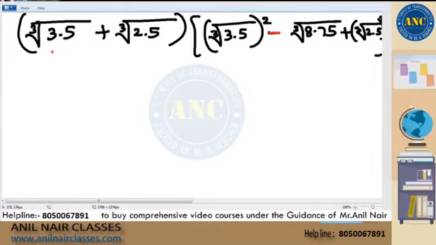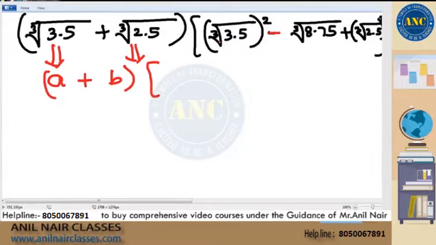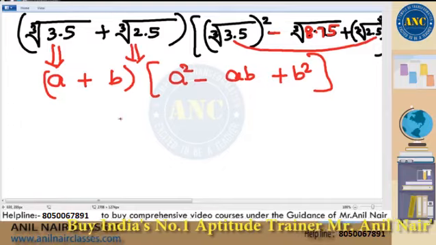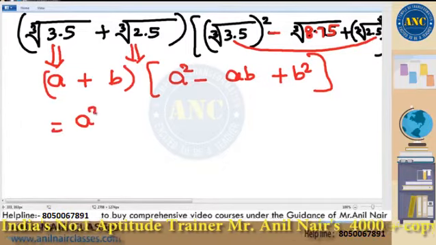Can I say that if I call this as A, and this as B, the first term is A plus B, into A square, and the last term is B square. Check it out, the middle term: minus 3.5 into 2.5. 3.5 into 2.5 is nothing but 8.75, right? It is nothing but 8.75 minus AB. A plus B into A square minus AB plus B square is A cube plus B cube.